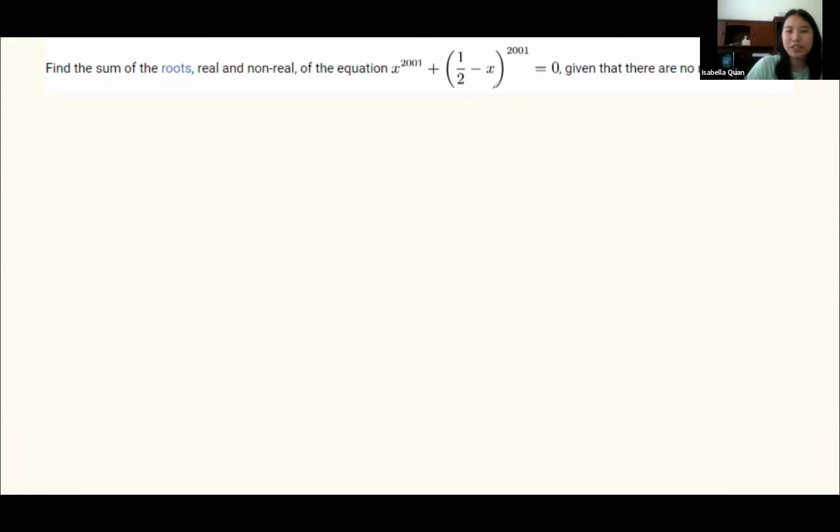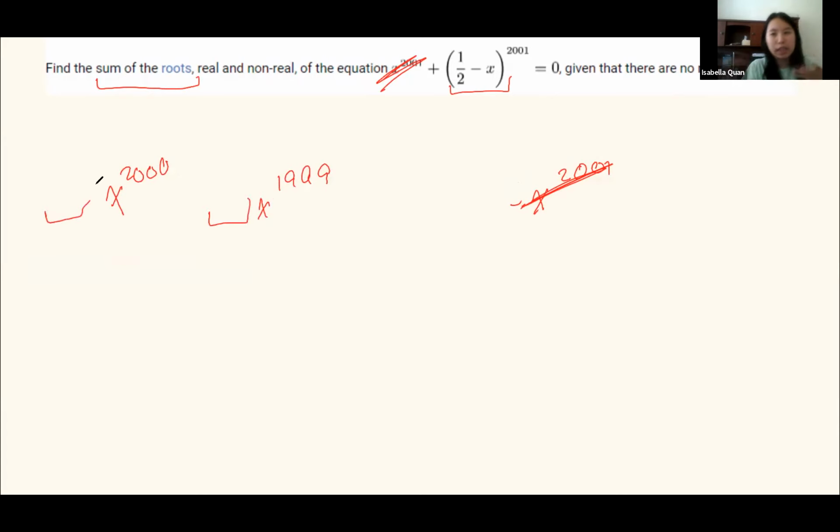So this was kind of a weird question because when you expand this, you actually get negative x to the power of 2001, which just crosses out this. So we do not worry, this is not a 2001st degree equation, this is a 2000th degree equation. Still big, but don't worry. So remember, to sum the roots, we're going to find the coefficient of the x to the 2000 and the x to the 1999. And then we're going to take this over this and take the negative.